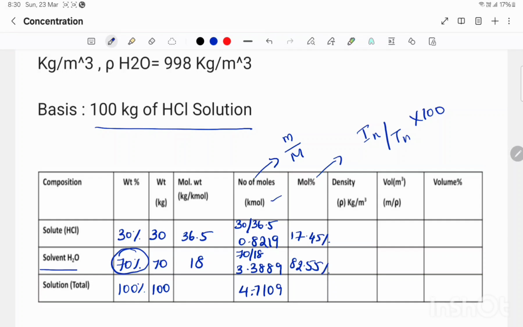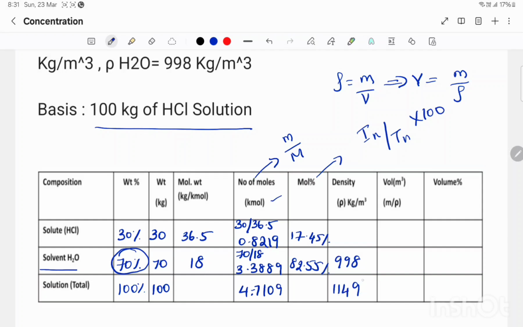So we know the formula, density is equal to mass by volume. So the density value is given. From this we can calculate what is volume. Volume is equal to mass by density. The density of the solvent and solution is given in the problem as: density of the solution is 1149 kg per meter cube and density of the water is 998 kg per meter cube. So from this we can calculate the volume of solvent and solution.